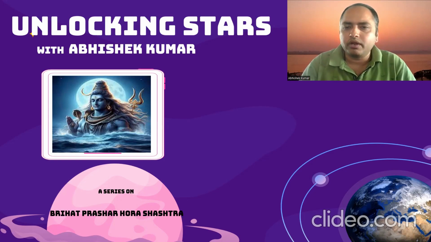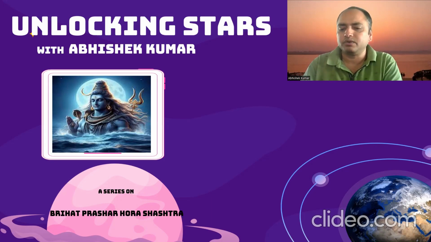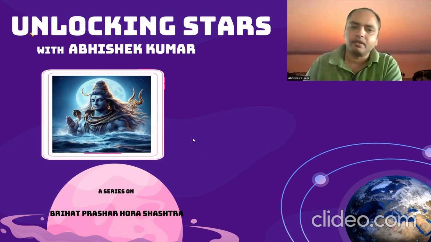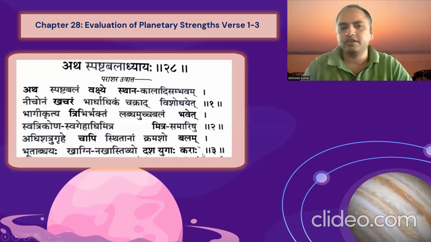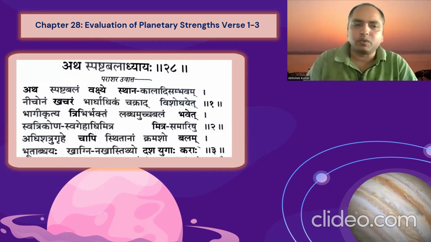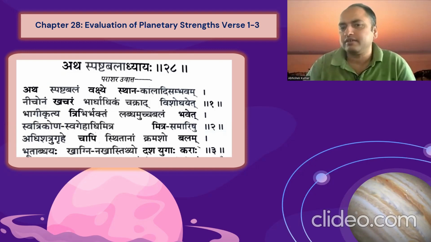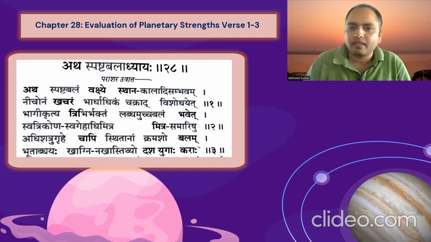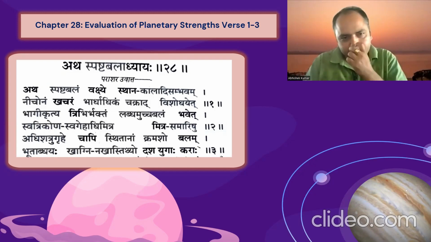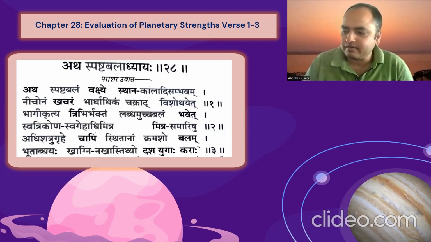After bowing down at the lotus feet of Sri Mahadev, Jagat Guru, Jagat Pita, we are ready to enter into the Mahaguru Parashara Mahakathan in this chapter, chapter 28. Chapter 28 is Aspast Bala Adhyaya, the evaluation of strength. That is the basic agenda, and Maharshi is going to go into detail. Let's immerse in the verse first.